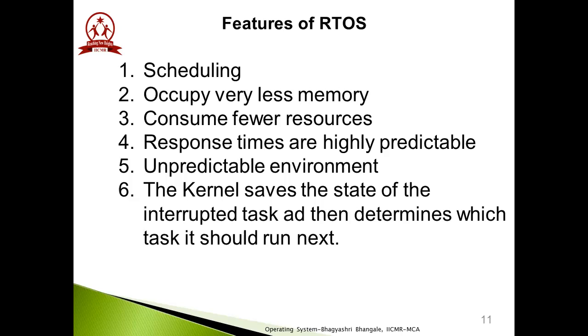Now the third feature is that it consumes fewer resources. It can consume the minimum resources for this system. Now it has a highly predictable response time. Whenever any process wants to execute, this system can give the desired result with a quick response. Now the next feature is an unpredictable environment, and the last feature is that the kernel saves the state of interrupted tasks and then determines which task should be done next.